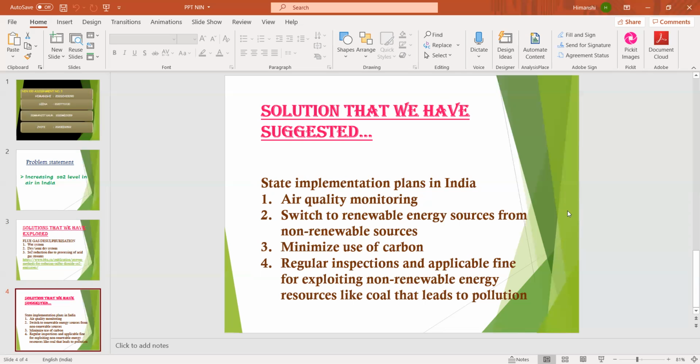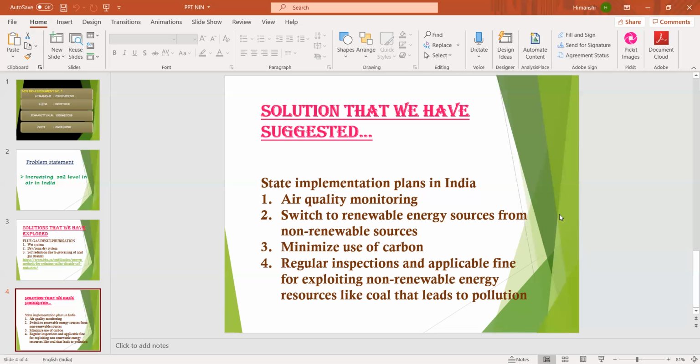The third one is to minimize the use of carbon. Use public transportation instead of private transportation. Burning of fossil fuel produces a lot of carbon content in the environment. So we can switch from fossil fuels to sustainable energy such as wind, solar, geothermal, and appropriately designed hydroelectric and biomass energy projects.